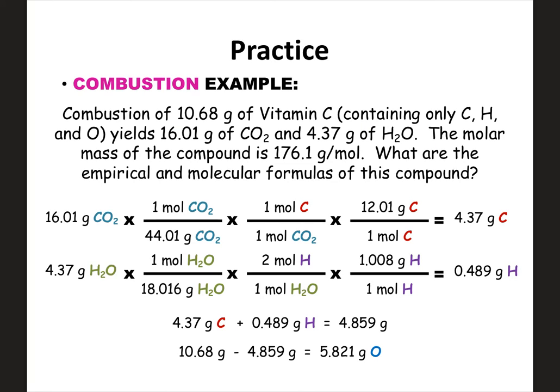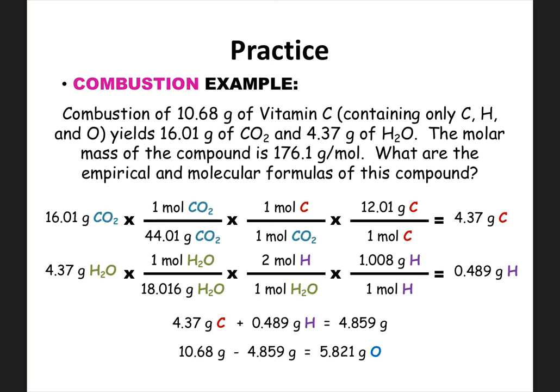Here is the basic setup of one of these combustion examples. In this problem, 10.68 grams of vitamin C is combusted. Vitamin C only has carbon, hydrogen, and oxygen in it. It gives you an amount of CO2 and H2O that form in this process, and again, they would figure this out based on the previous slide, how they would do this in the lab. They tell you the molar mass of the compound is 176.1 grams per mole, and we want to know the empirical and molecular formula of the compound.